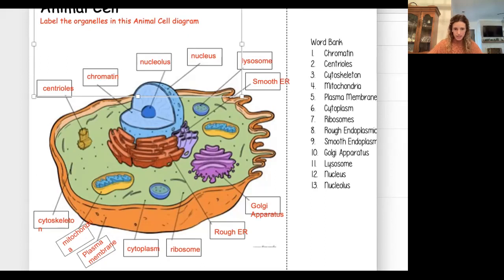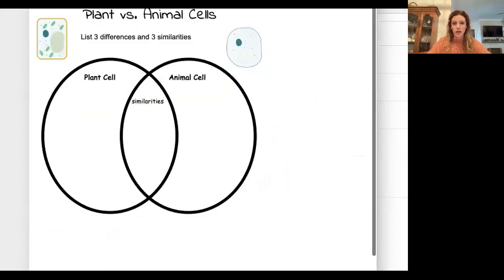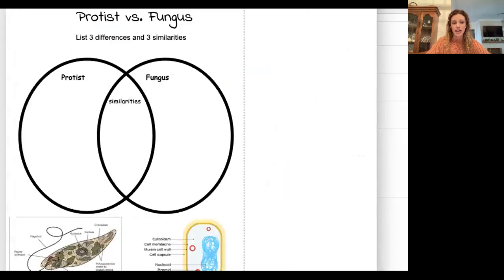So then the last thing that you have to do today is page 8, where you're comparing and contrasting animal cells and plant cells. Make sure that you list 3 similarities under similarities and 3 differences under each one. Okay, so I need 3 bullet points, 3 bullet points, 3 bullet points. Okay, and then the same for page 10, 3 bullet points, 3 and 3.